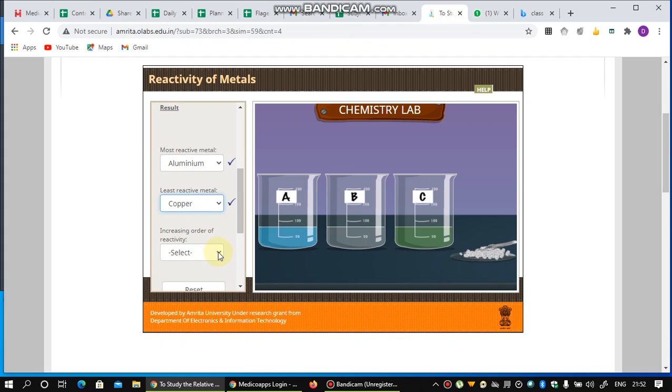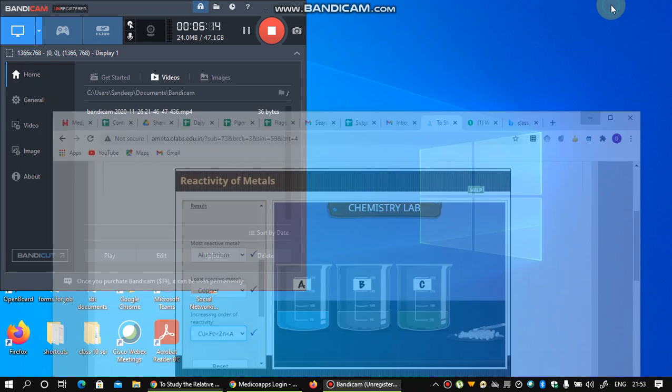And if we look at the increasing order of reactivity, then it will be: copper is going to be the least, then iron, then zinc, and then aluminium. This is how we can observe the action, or find out which metal's reactivity is more. For today, thank you.